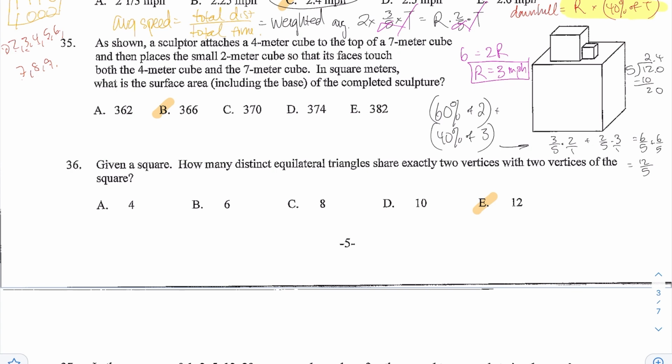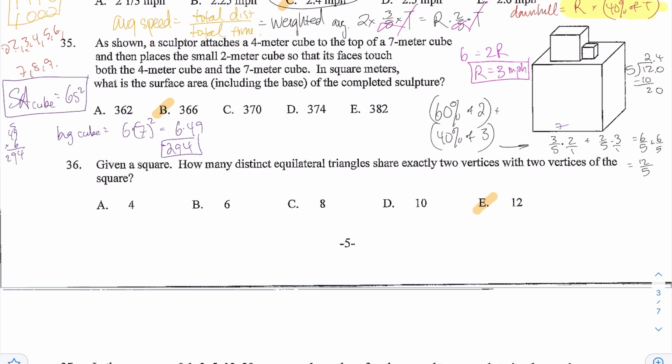All right, so here you want to start with the formula for the surface area of a cube, which is 6s squared. So first thing you got to do, find the big cube. The big cube has a side of 7. So the big cube will have a surface area of 6 times 7 squared, or 6 times 49. So you have 294. Right, now you're going to have to subtract a couple things.